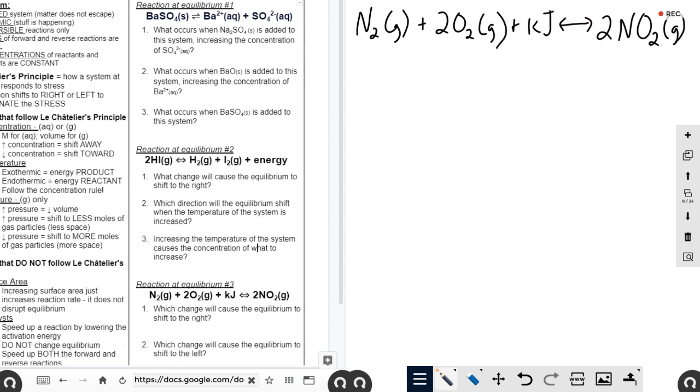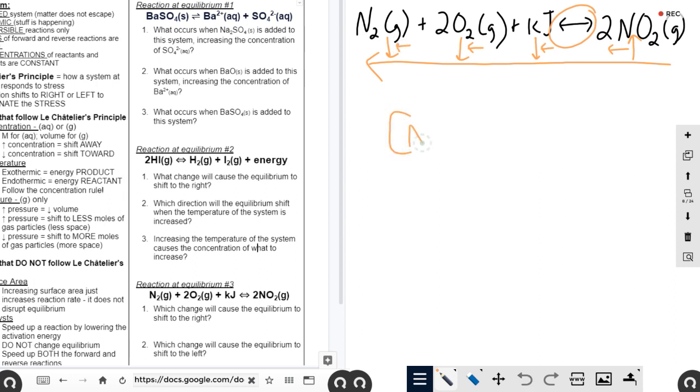And then, which change will cause the equilibrium to shift to the left? So it's going to be the opposite. How do I get the equilibrium to go that way? Well, I could increase this. Why? I have too much, use it up, go this way. Or, now here's the arrow, everything on the other side is going to do the opposite. Why? If I decrease this, I need to make more of it.